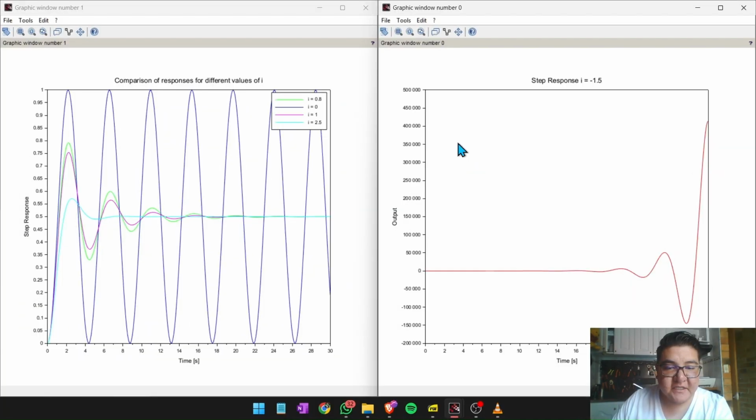Finally, by varying the damping factor with different values of zeta, it was compared that with lower damping there were more oscillations, while with higher damping the response became more stable. These allow a visual comparison of how the dynamic behavior of the system changes.